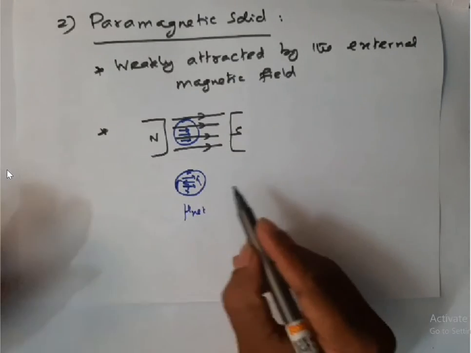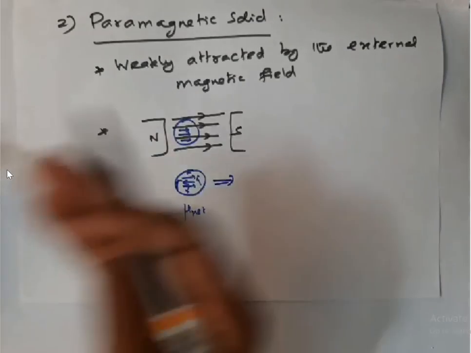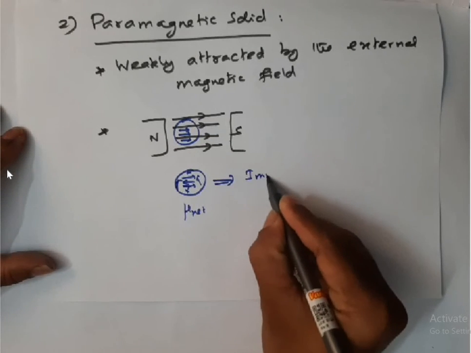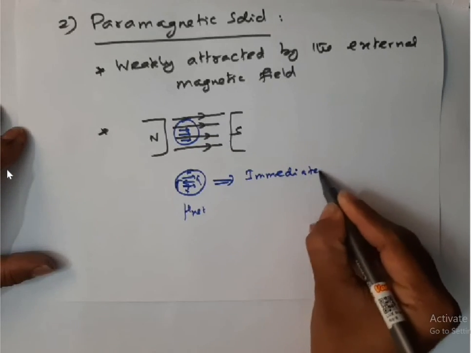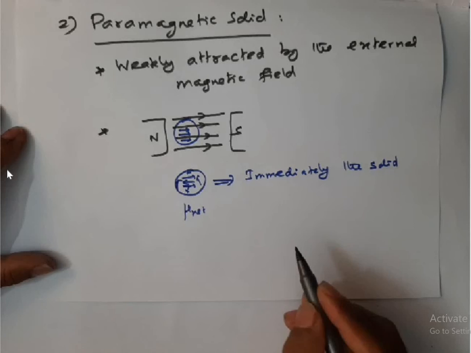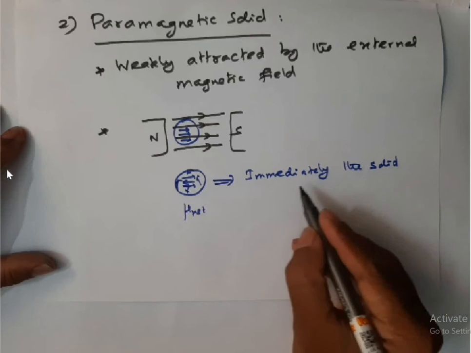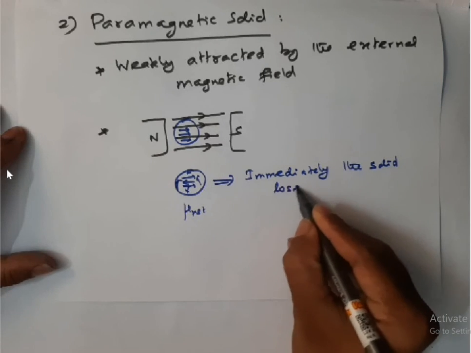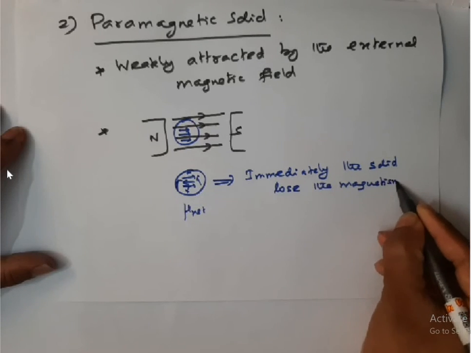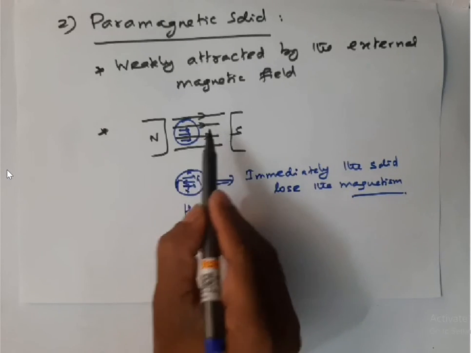The moment you remove the solid from the magnetic field, immediately the solid will lose the magnetism. Immediately the solid loses the magnetic field or magnetism. See, when you place the solid in the magnetic field, it gets magnetized.